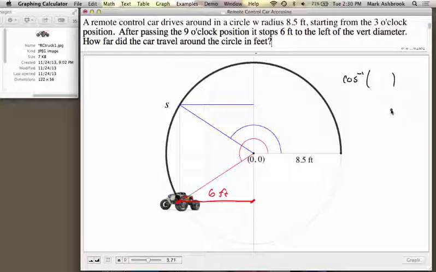Okay. What kind of thing goes into cosine inverse? Fraction of a radius length. So it would be? You could do positive or negative. If you do positive, you just got to know what you're going to get, all right? But this is truly negative, right? Because we're to the left. So cosine inverse of negative 6 over 8.5 is? Anyone have that?